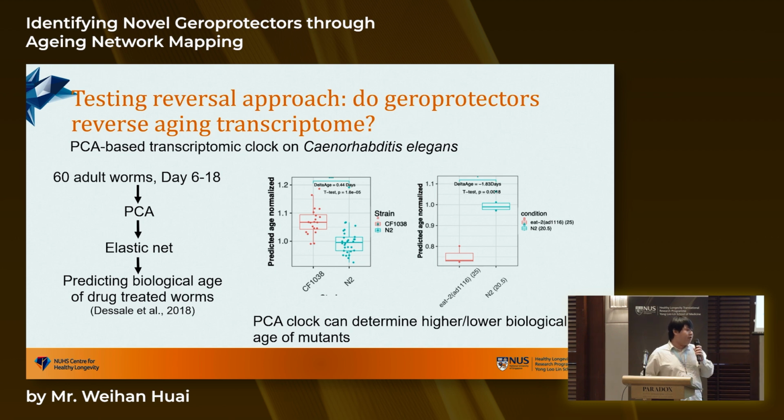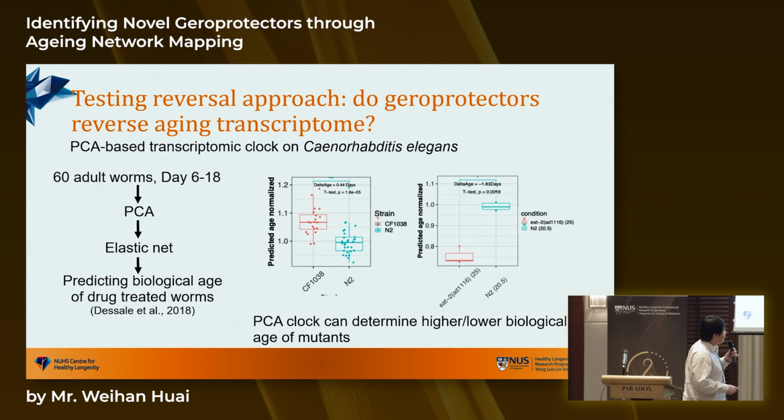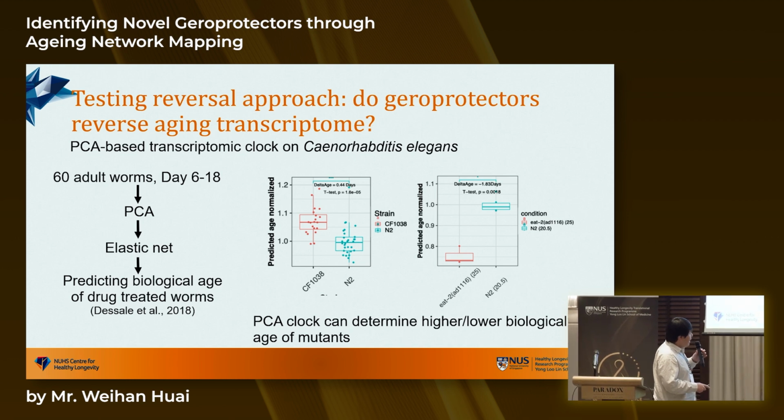So we perform the principle, this is a general step of building this PCA-based transcriptomic clock. And we found that this clock accurately predicts the altered biological age of these mutants. For example, this is the devastating loss of function, which is short-lived and is predicted to be biologically older. And this is the E2 mutant, which is mimicking dietary restriction, and we found that it's biologically younger.